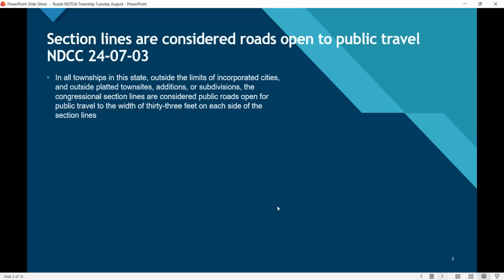First of all, Century Code Section 24-07-03. In all townships in the state outside the limits of incorporated cities and outside platted town sites, additions, or subdivisions, the congressional section lines are considered public roads open for public travel to the width of 33 feet on each side of the section line or the boundary line. So whether there's a road there or not, every section line in the state of North Dakota, unless it's been closed, or is part of a city or town site addition or subdivision, is open for public travel for normal travel up to 33 feet on each side of that property boundary.